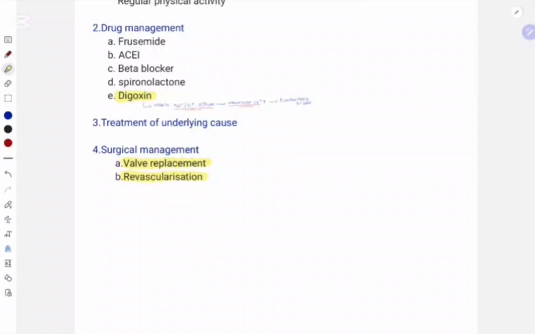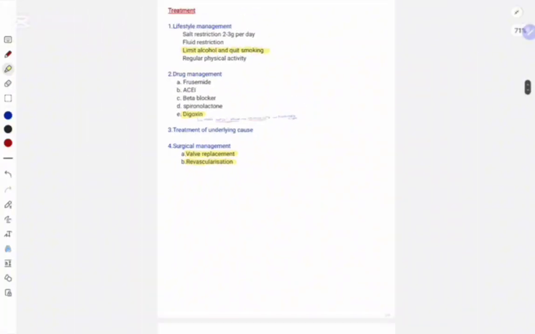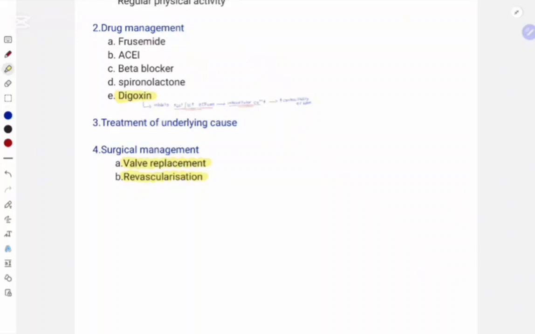We are removing that valve and instead of that we are placing another valve. And next we will talk about the revascularization. In the revascularization, if the patient has ischemic heart disease, they have reduced blood flow to a certain region of the heart. So in this case we are doing the revascularization to improve the blood supply to certain cardiomyocytes. That's about the revascularization.